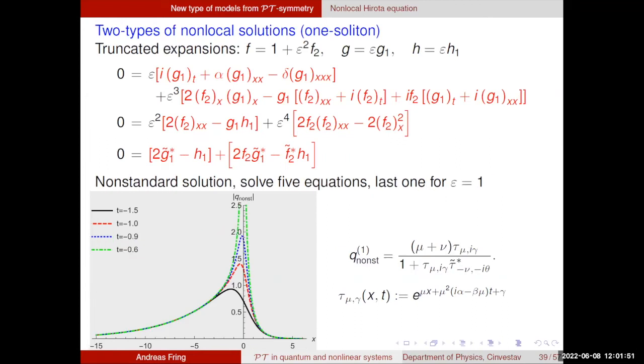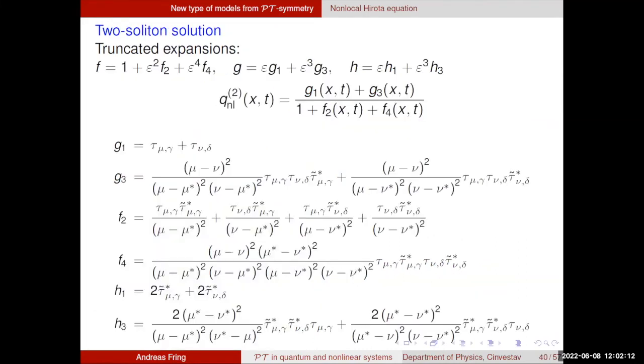And you see here, this is quite different. This is a rogue wave solution we get out in this case. So now here, the epsilons have been set to 1 already, and we get this solution. So this is much richer. You get new types of solutions, and it's a new type of integrable system we got out of this principle of using PT-symmetry. And you can go to two-solitons.